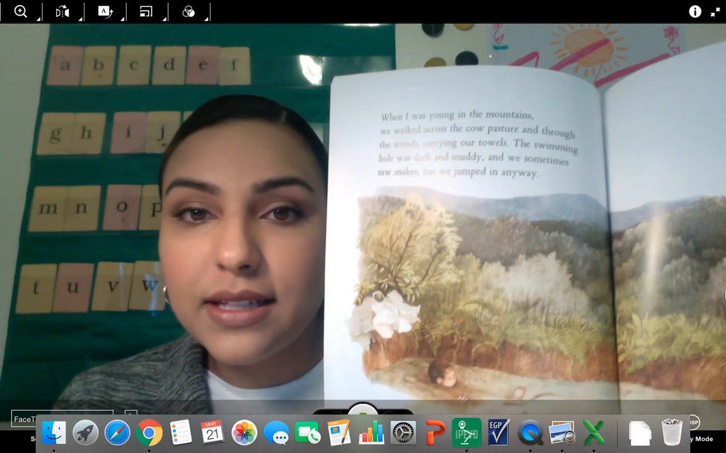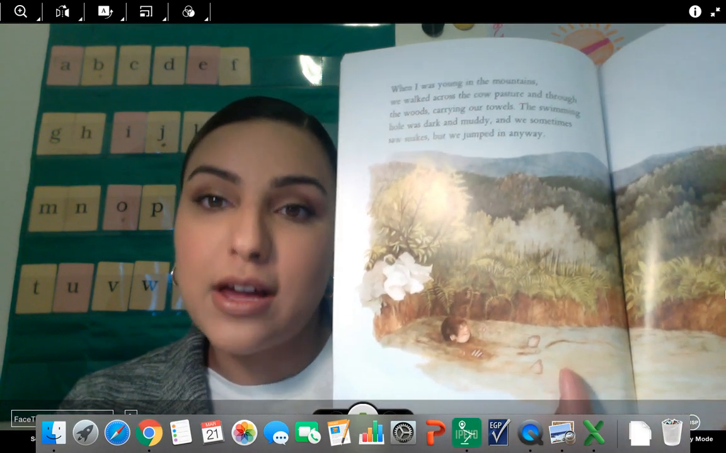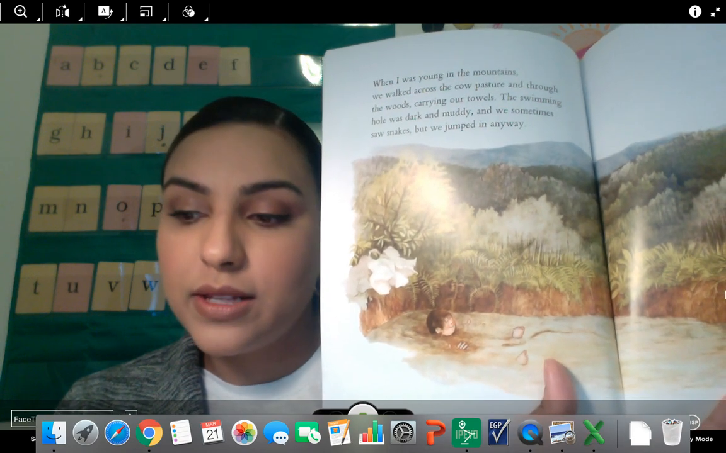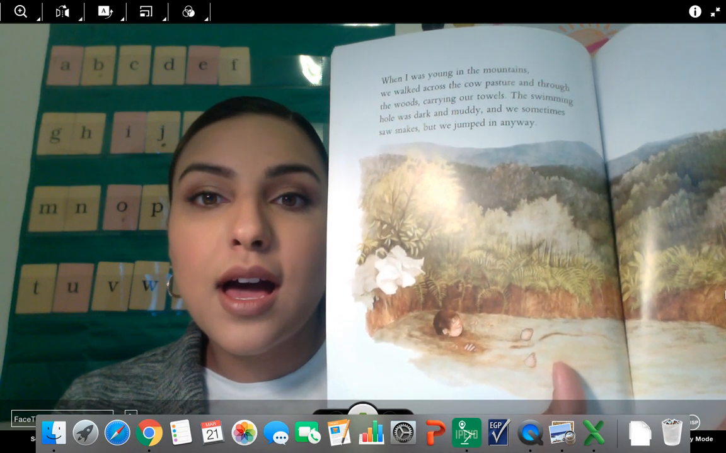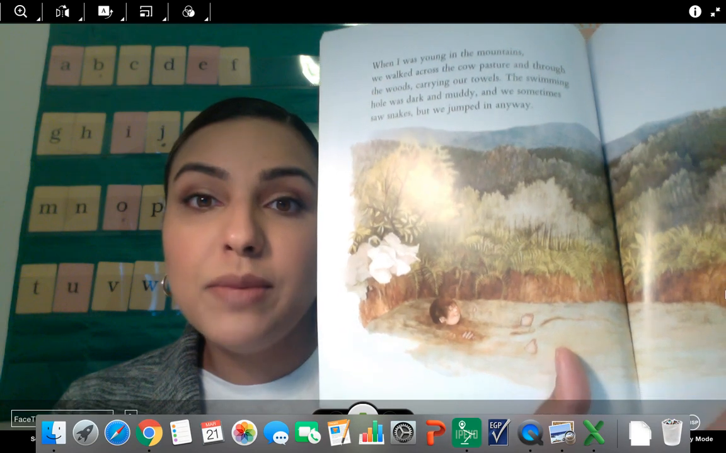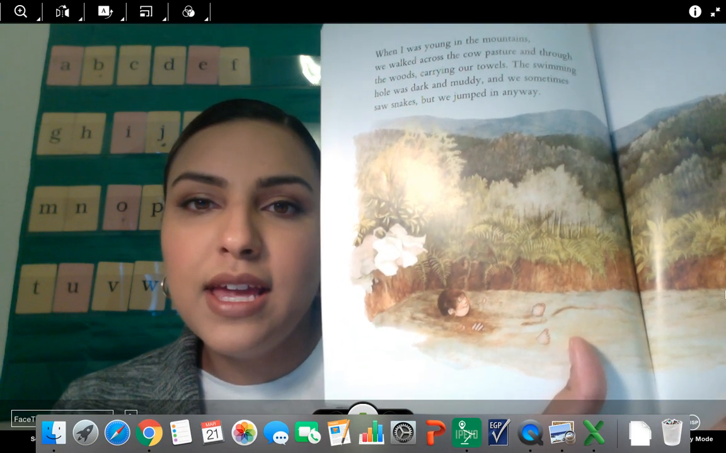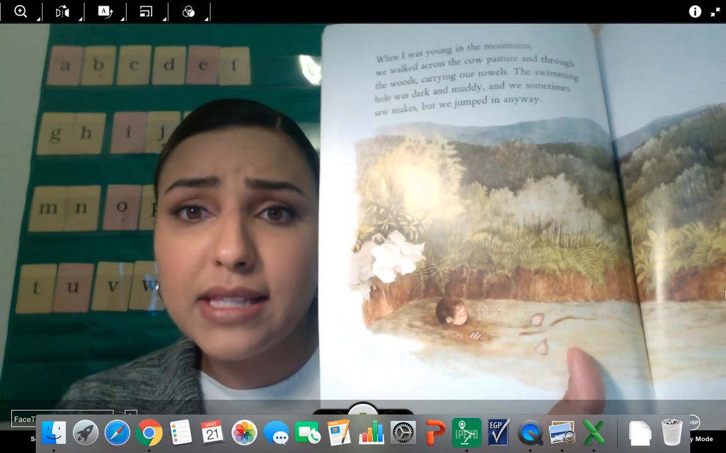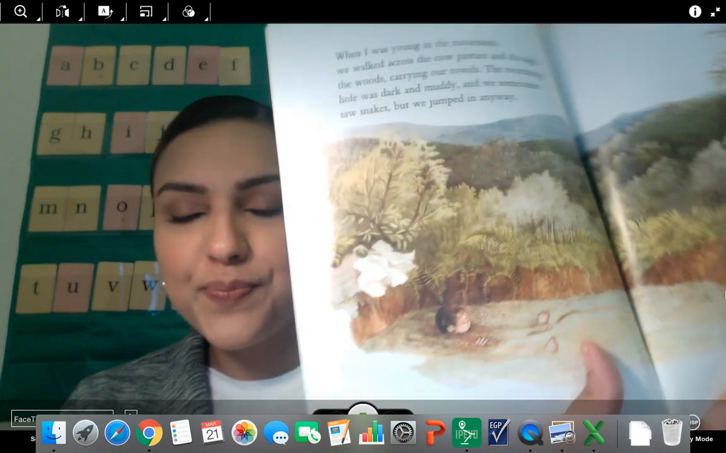When I was young and in the mountains, we walked across the cow pasture and through the woods, carrying our towels. The swimming hole was dark and muddy, and we sometimes saw snakes, but we jumped in anyway.